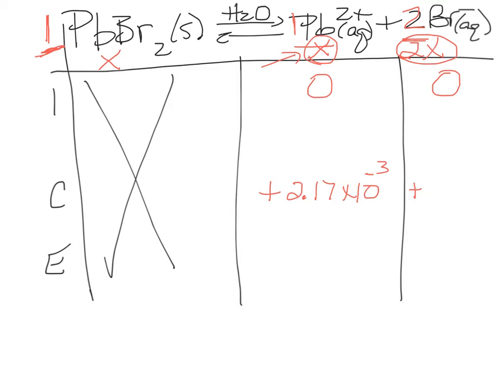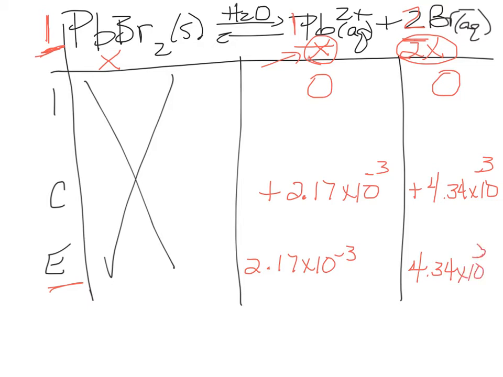So let me see if I can do math in my head. That would be plus 4.34 times 10 to the minus 3. Okay, and so my equilibrium concentration of the lead ion is simply 2.17 times 10 to the minus 3, and the equilibrium concentration of the bromide ion is 4.34 times 10 to the minus 3.